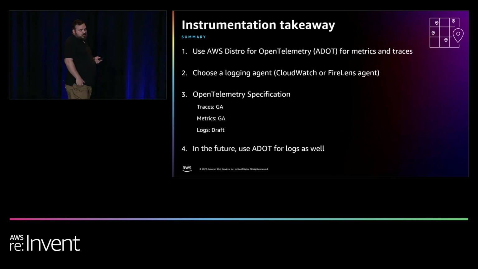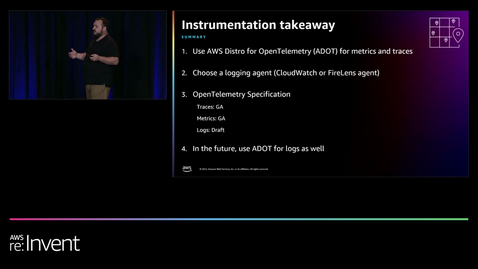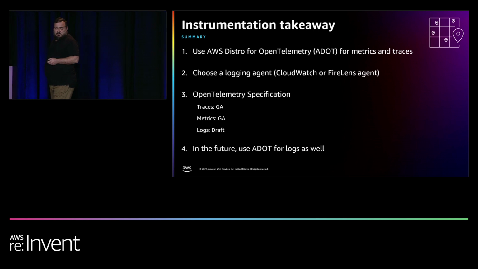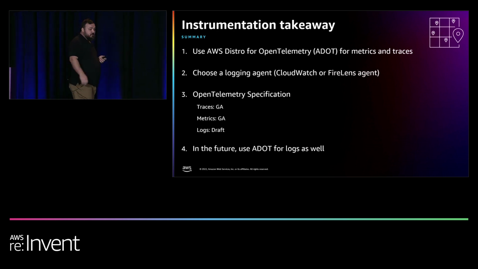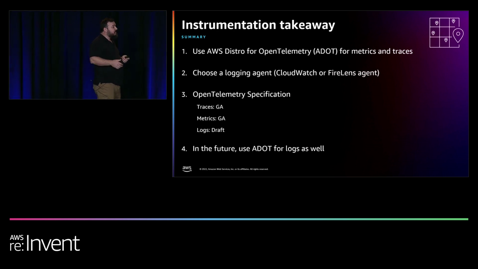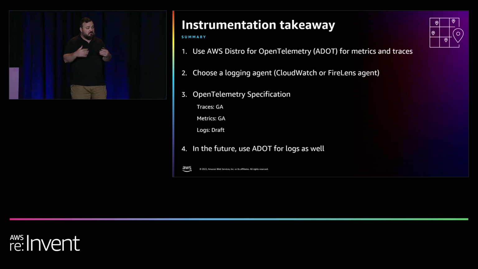Then choose a logging agent. Use FireLens, FluentBit, CloudWatch, but pick what works for you and your workload. And like I mentioned previously, the OpenTelemetry specification, at some point, hopefully, fingers crossed in 2023, we will see logs go GA. And at that point in the future, when we do have logs as GA as a specification, then use OpenTelemetry for all three.